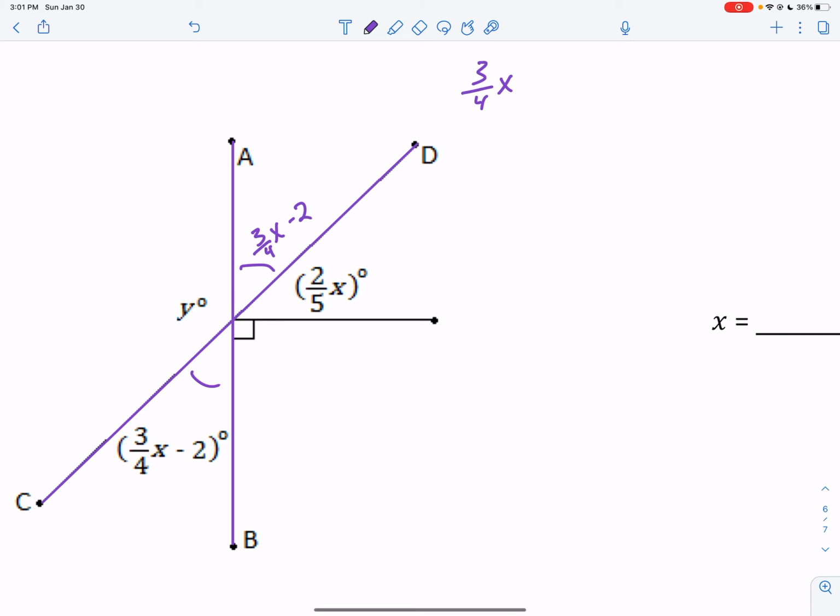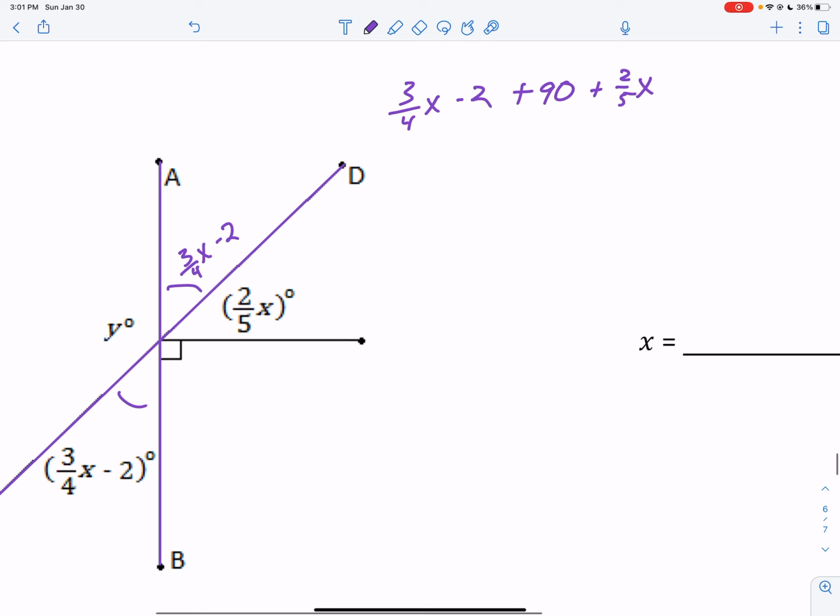3/4 x minus 2 is this angle. Plus 90 is this angle. Plus 2/5 x is this angle. And that's all going to add together to be 180 degrees.